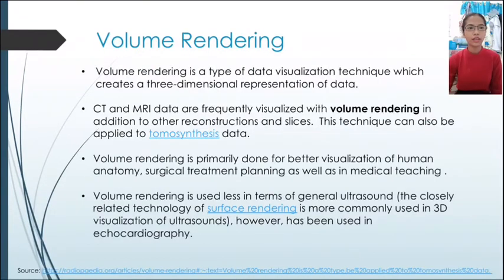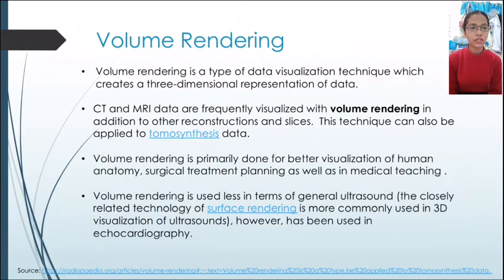Medical image displaying, visualization and representation: 3D volume rendering and ray tracing. Volume rendering is a type of data visualization technique which creates a three-dimensional representation of data. CT and MRI data are frequently visualized with volume rendering in addition to other reconstructions and slices. This technique can also be applied to tomosynthesis data. Volume rendering is primarily done for better visualization of human anatomy, surgical treatment planning, as well as in medical teaching.